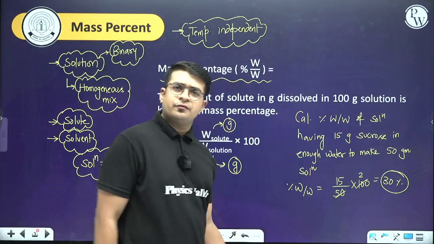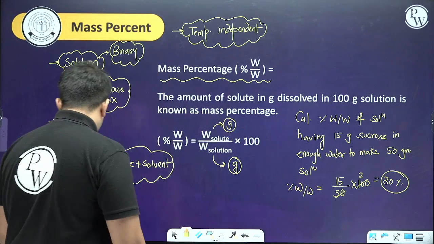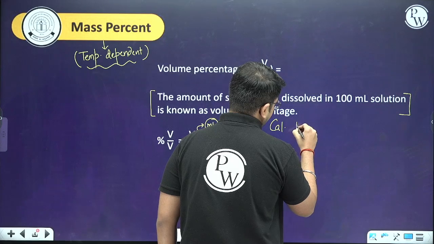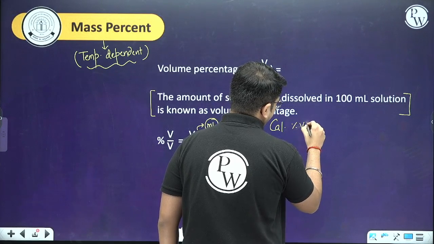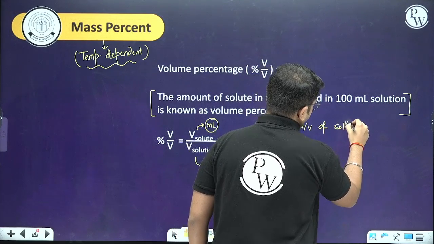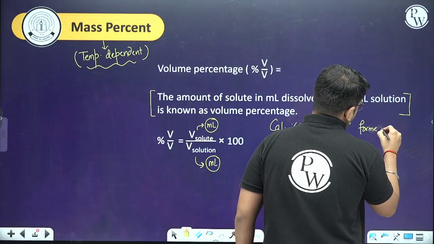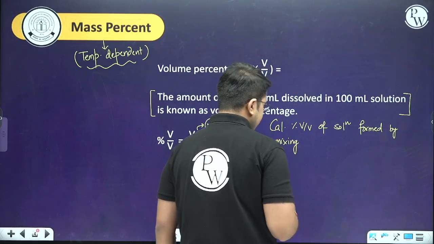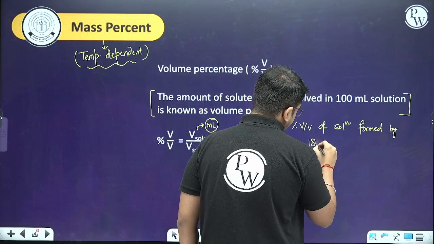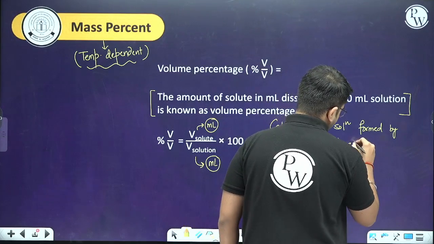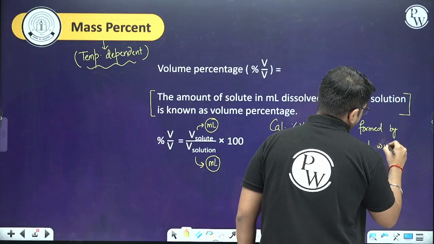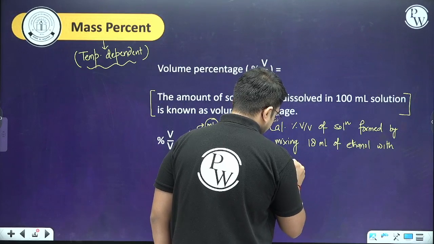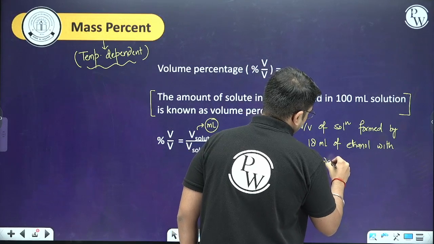I hope this part is clear. Very simple question. Now in the same way, if I talk about the next part, let's say the question says: calculate percentage V by V of solution formed by mixing, let's say, 18 ml of ethanol with, let's say, 32 ml of water.